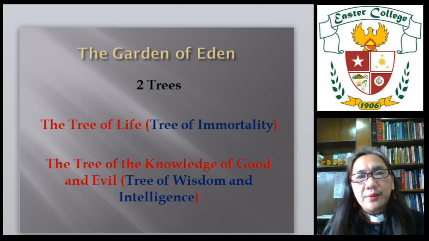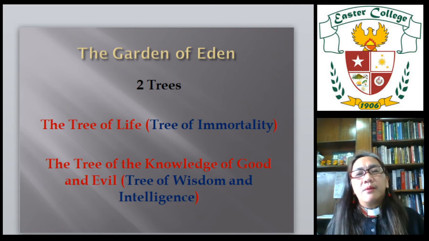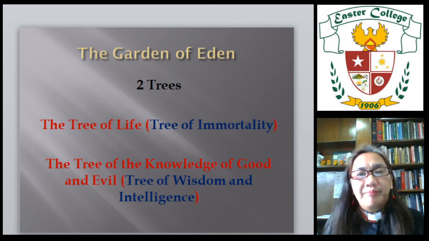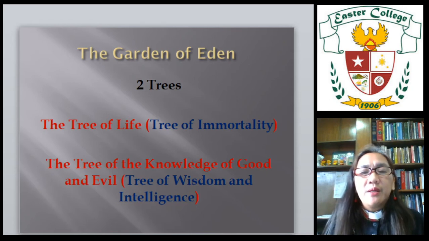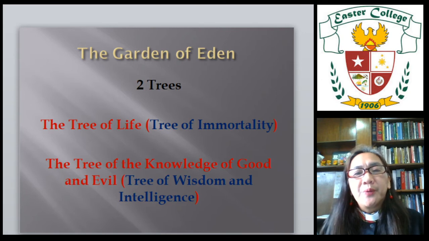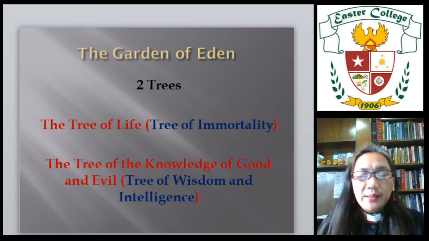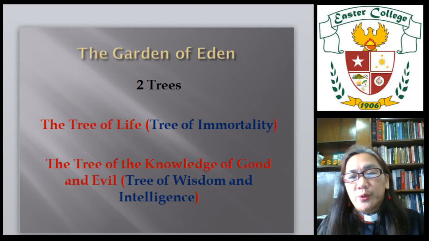So is it an apple tree? Is it a lemon tree? Or is it an orange tree? A mango tree? But the trees, interestingly, have names. There are two of them, not just one. So you have two trees in the garden as mentioned in chapter 3. First, the tree of life, which others would call the tree of immortality.